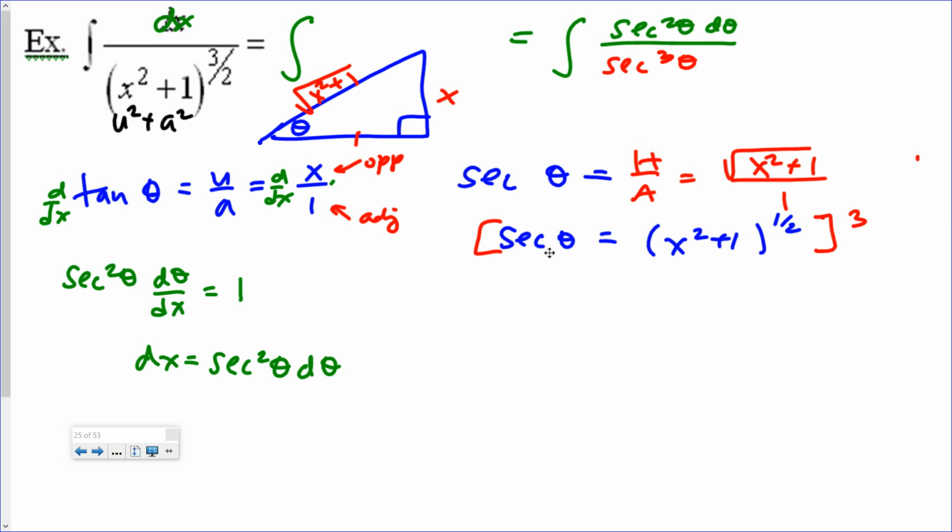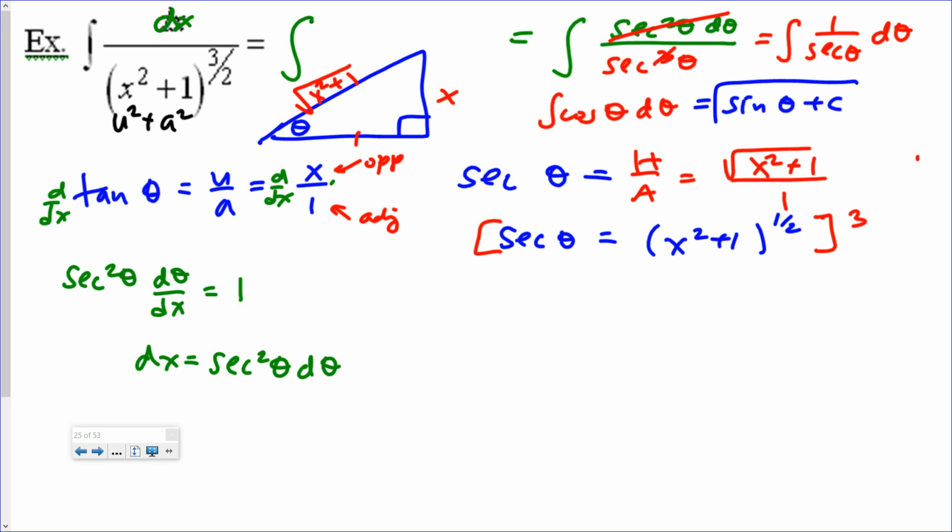At this point I go to the integral and I say, what cancels out? Surely something's going to cancel out. The secant squared on top cancels out with two of the secants on the bottom. So what I get is the integral of 1 over secant theta d theta. Is this on my pink sheet? The integral of 1 over secant theta? No? Can I change this somehow so that it is on my pink sheet? 1 over secant theta is really equal to cosine theta. This is really cosine theta d theta. And what is the integral of cosine theta? Sine theta plus C, and that is my answer.